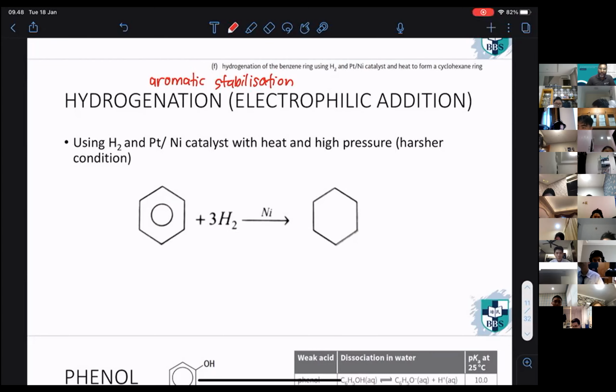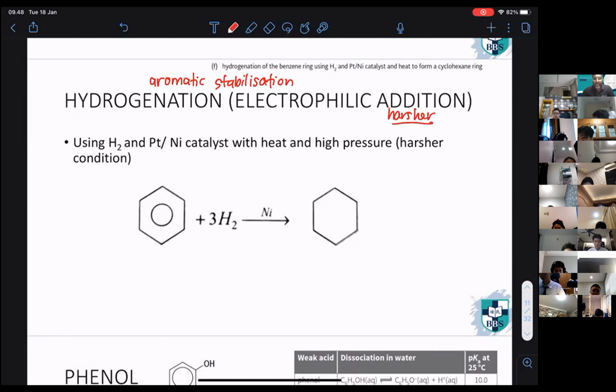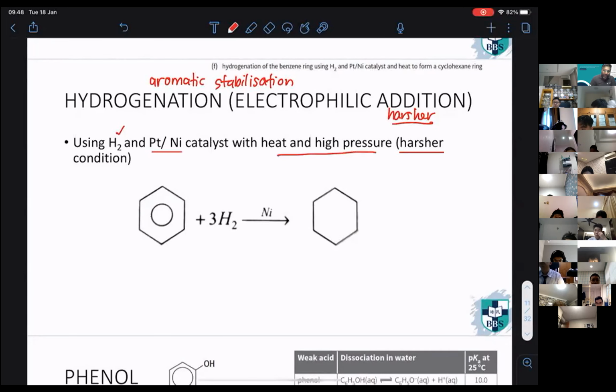Why? Electrophilic addition requires harsher conditions. Even though they say harsher conditions, that doesn't mean electrophilic addition cannot happen. They still can happen under harsher conditions. One example in your syllabus that you need to know is hydrogenation. You add hydrogen with the catalyst platinum or nickel, with heat and high pressure.